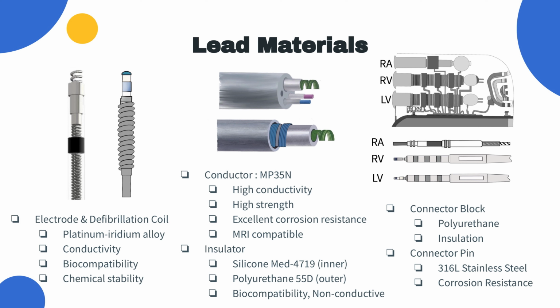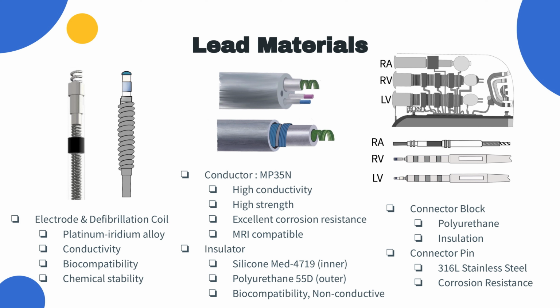The third component is electrode and defibrillation coil, which are an insulated part of the lead. It is direct contact with the cardiac tissue. The electrodes are used to send the cardiac signal and deliver electric impulse to the heart. The material for electrode and defibrillation coil are platinum iridium alloy. This material is conductive material with high biocompatibility and chemical stability. It also has a high resistance to high temperature, low corrosivity, and good durability and inertness.